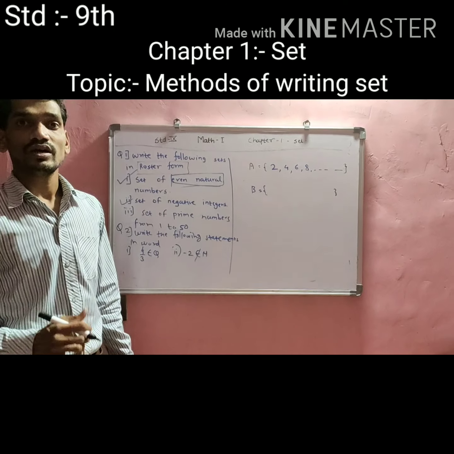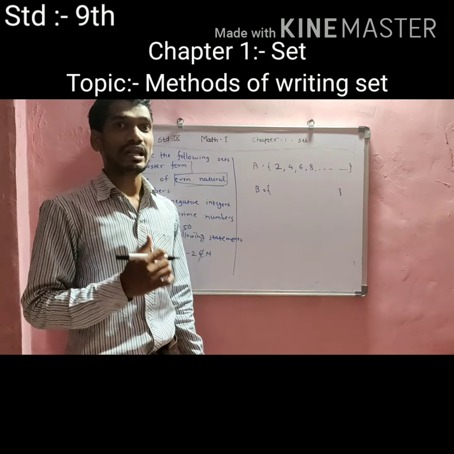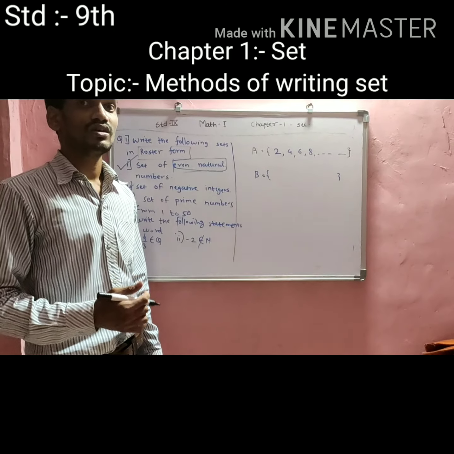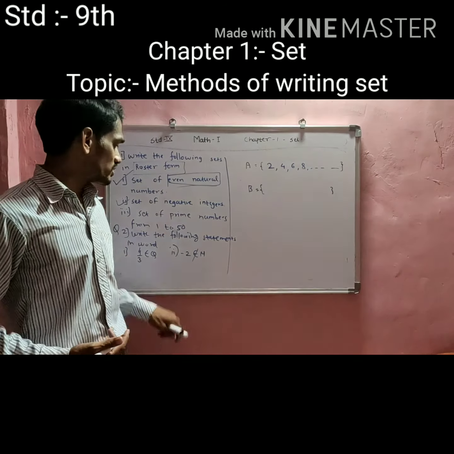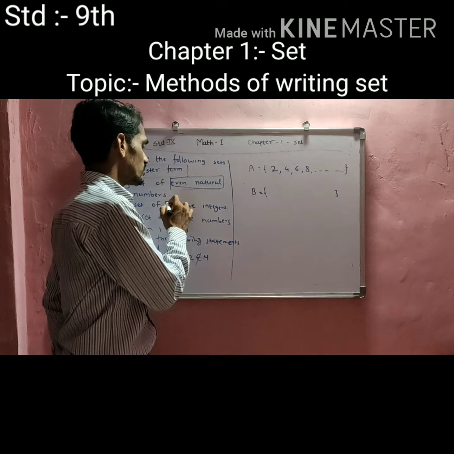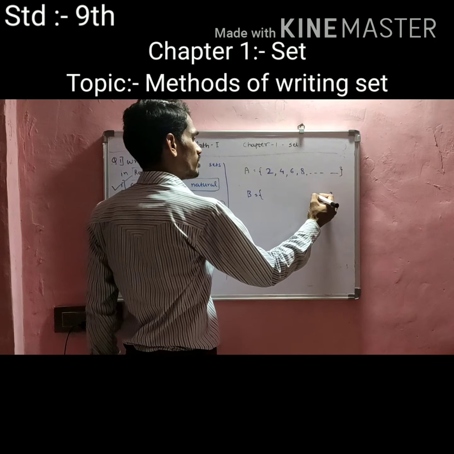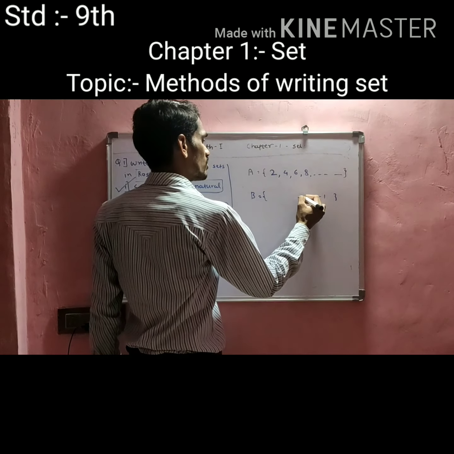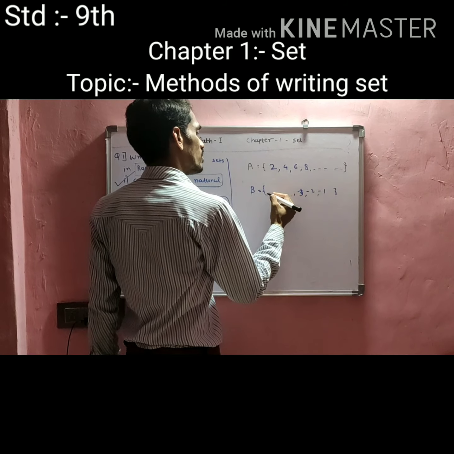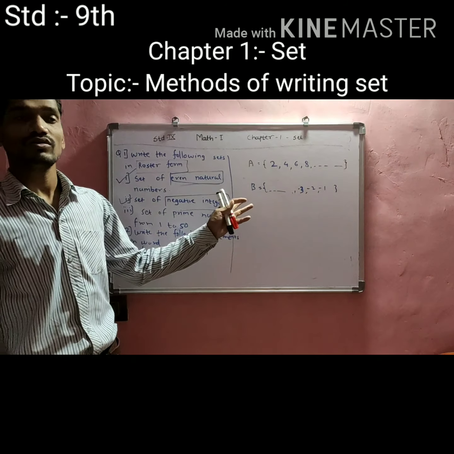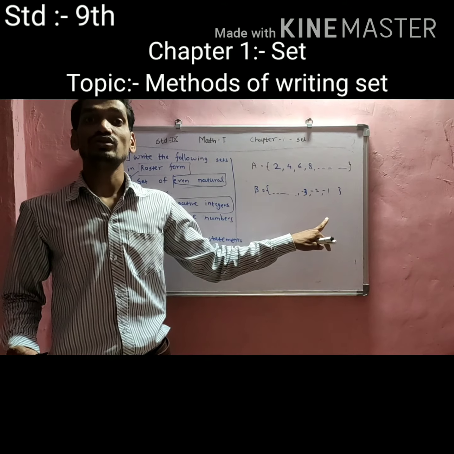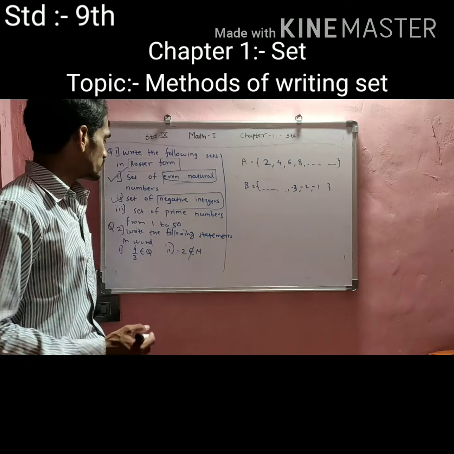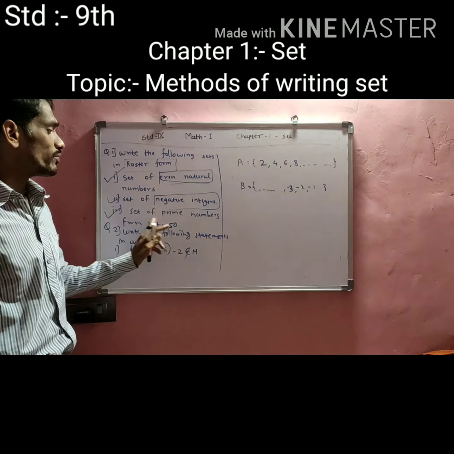So students, the largest negative integer is what? -1. After that, -2, -3. We want negative numbers, not positive. So the answer is -1, -2, -3, and so on. It does not have any limit. The set of all negative integers is -1, -2, -3.